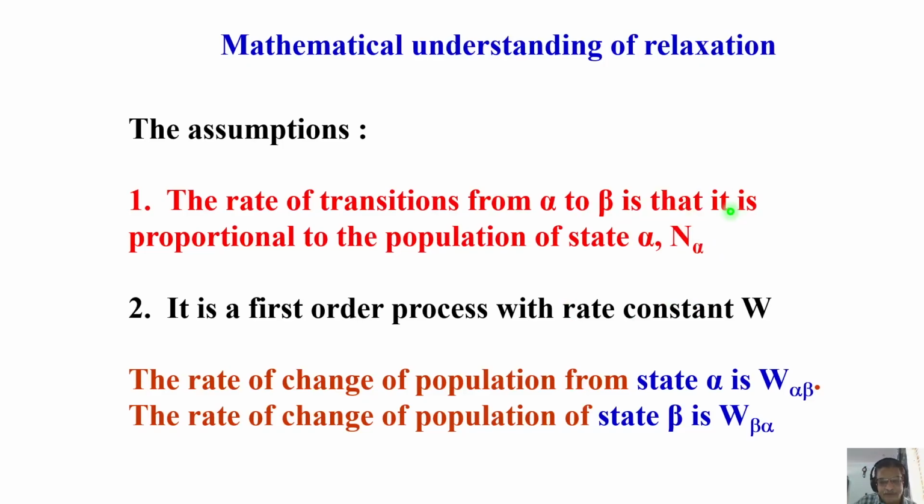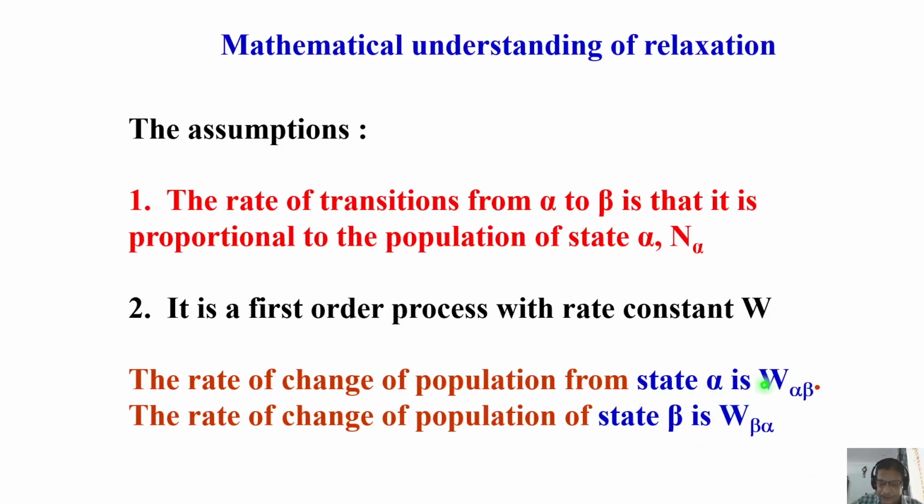That is the first assumption. Second, we say it is a first order process with a rate constant. This is a simple assumption we make. Now we understand the rate of change of population in state alpha and in state beta. The rate of change of population of state alpha is defined by W alpha beta, that is the transition probability. The rate of change of population of state beta is W beta alpha.